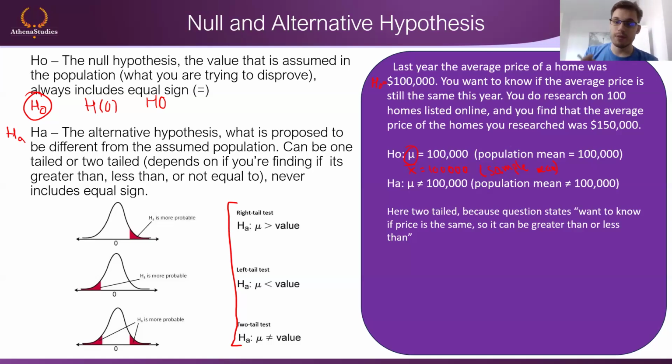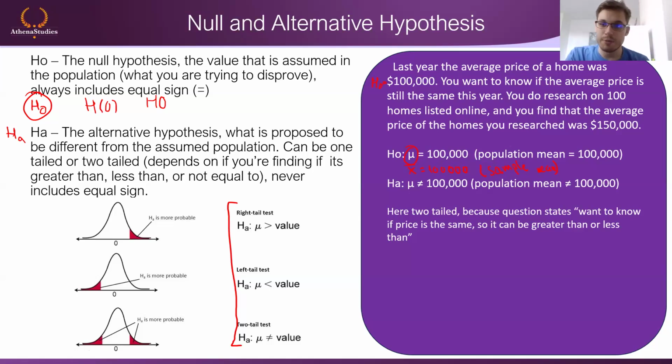So just pay close attention to that. You're always testing for the population means, not the sample means. You're just using the sample means to get to those, but I'm getting ahead of myself. So, population mean. Like we said, HA is that this mu, or the population mean, is not 100,000.